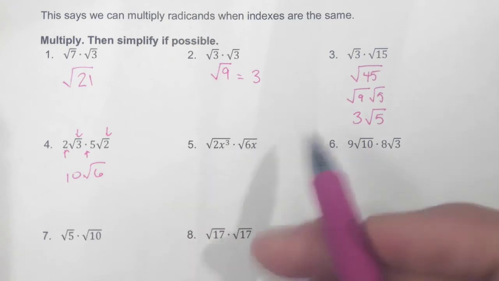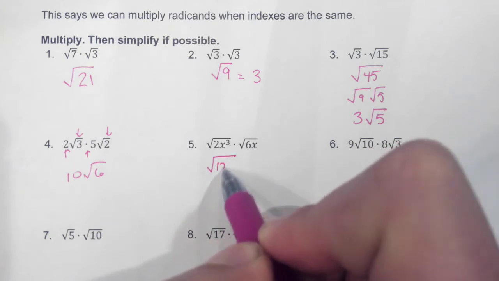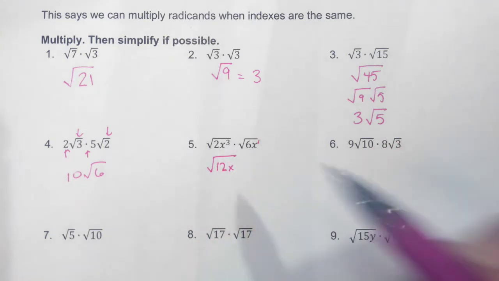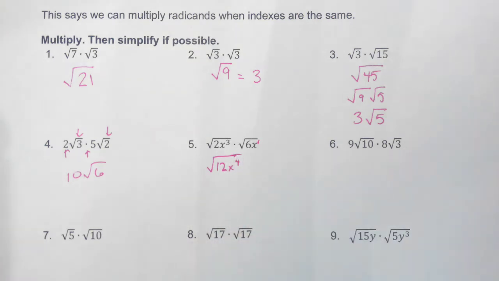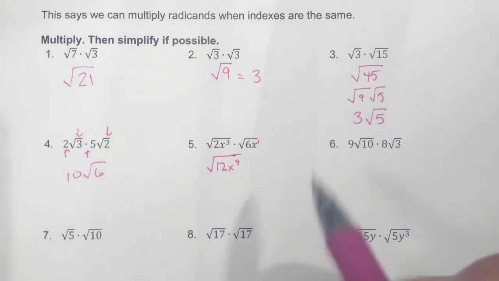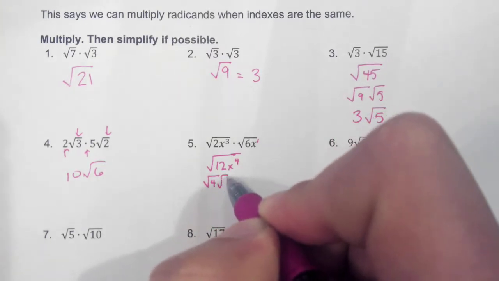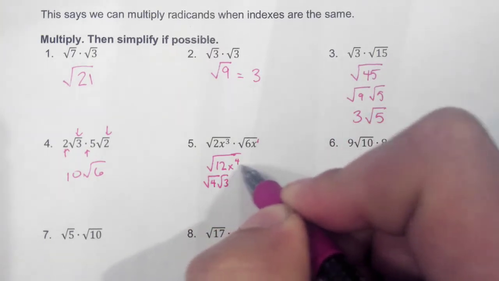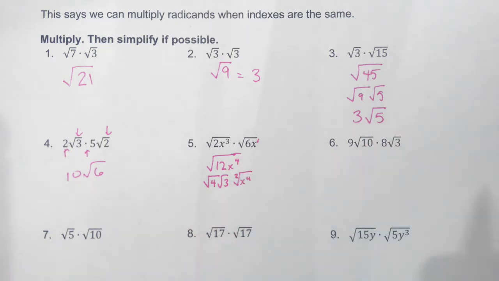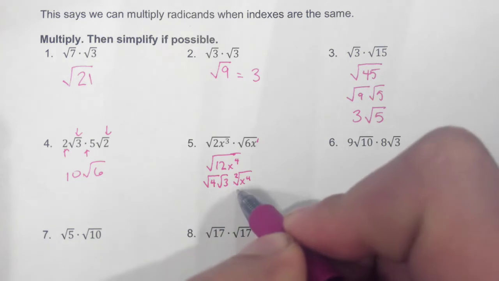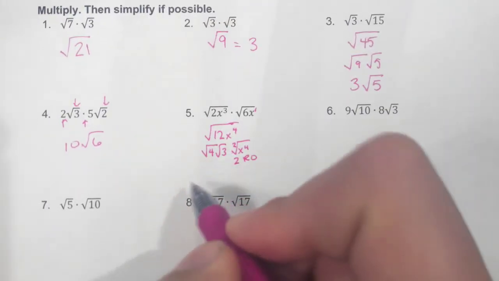Number 5, same thing. So 2x cubed times 6x, that would be 12x to the third times x to the first. Remember, you add your exponents when multiplying, so that would be x to the fourth. When you look at that, we'll separate it into the pieces. The square root of 12, does it simplify? Yeah, it is 4 times 3. And then the square root of x to the fourth. Remember, the index divides the exponent, so how many times does 2 go into 4? Twice, with a remainder of 0. So the square root of 4 is 2.